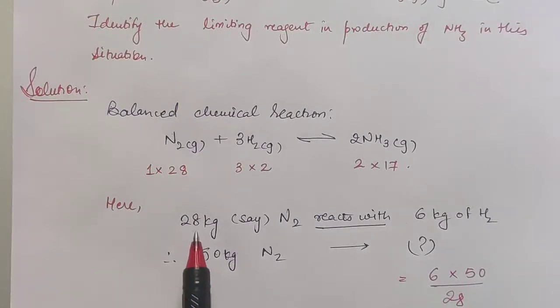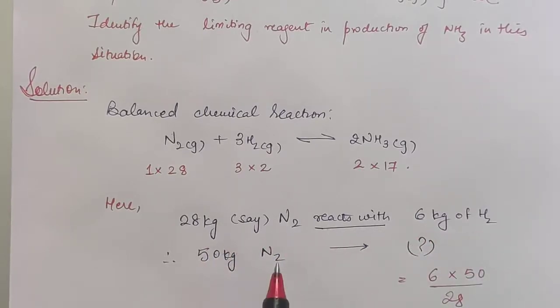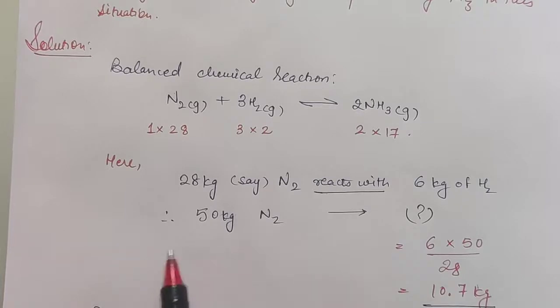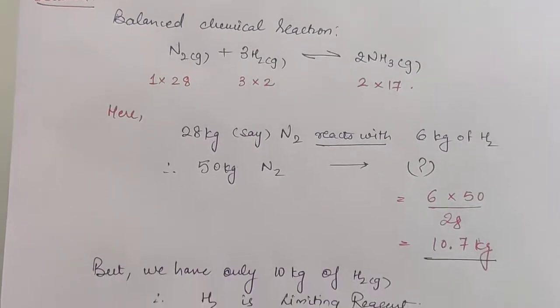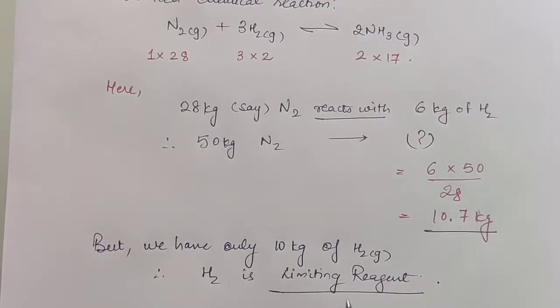As you can say, 28 kg of nitrogen reacts with 6 kg of hydrogen. 50 kg of nitrogen will react with how much hydrogen, right? Why 50? Because that is what is asked in our question. So simple unitary method, students, 6 into 50 divided by 28. When you do this, the answer is 10.7 kg, students. That means 50 kg of nitrogen will need 10.7 kg of hydrogen according to our balanced chemical reaction. But we have only 10 kg of hydrogen, which is specified in the question. So therefore, what does hydrogen become for us? Limiting reagent, students. Clear?